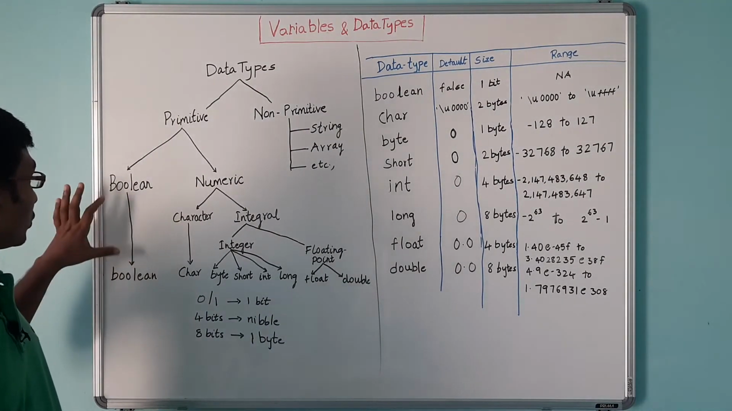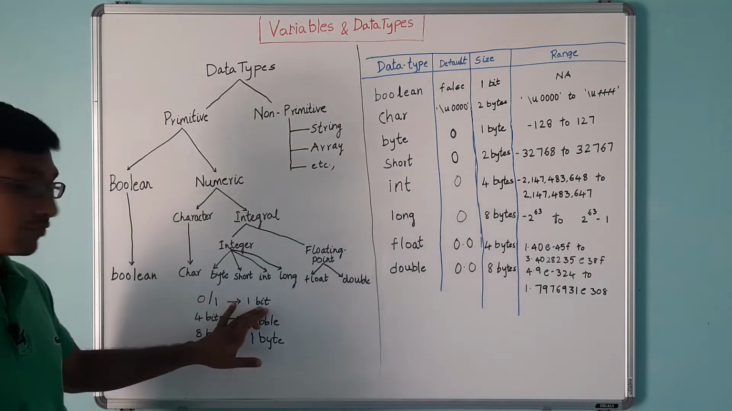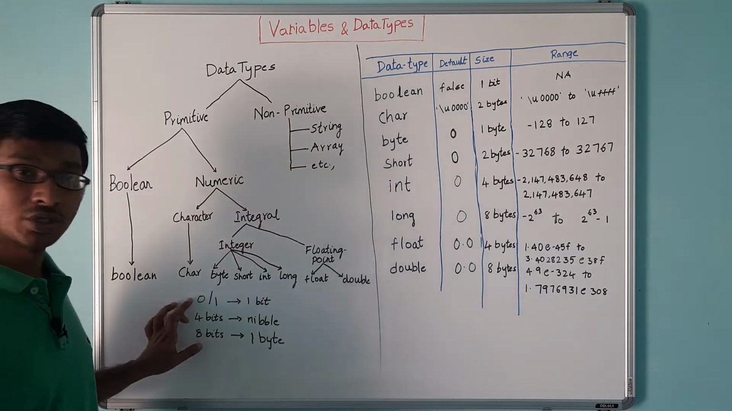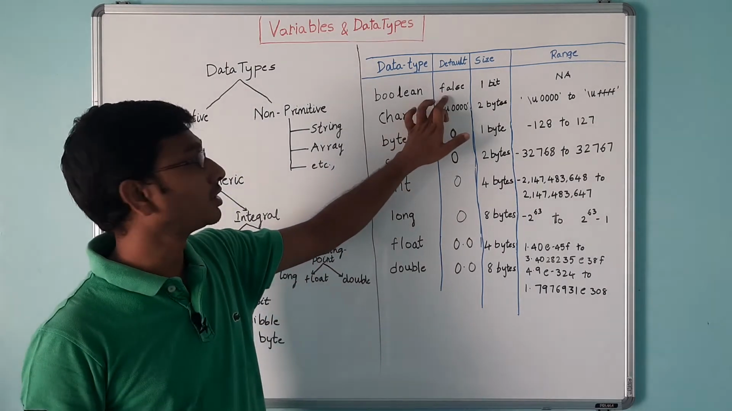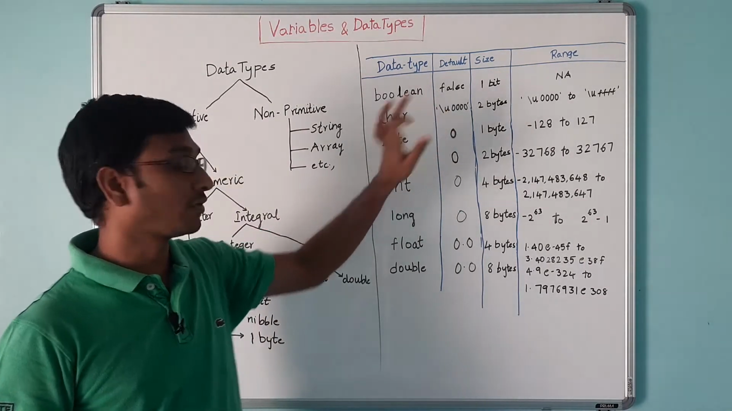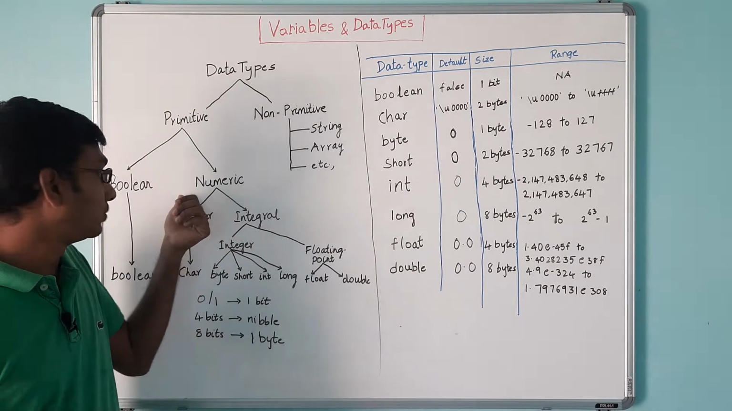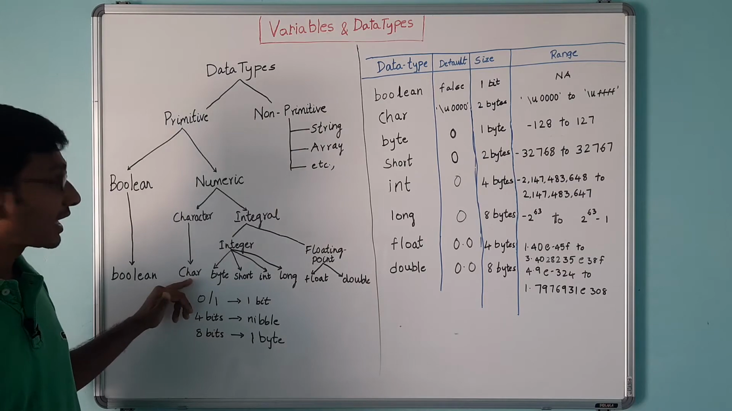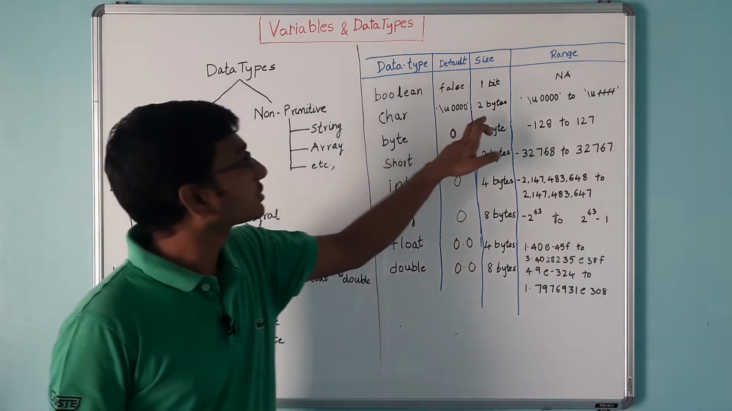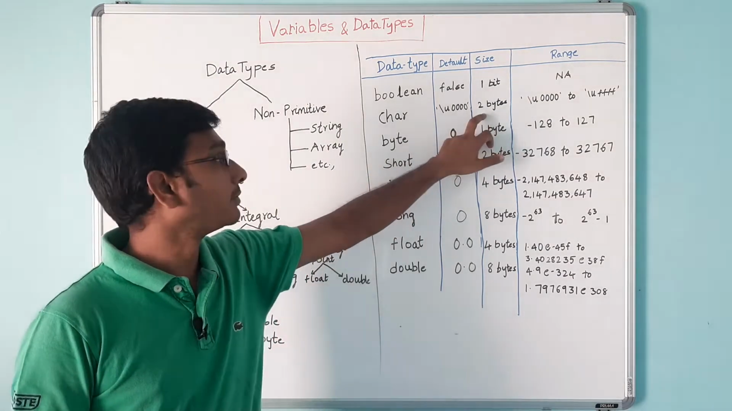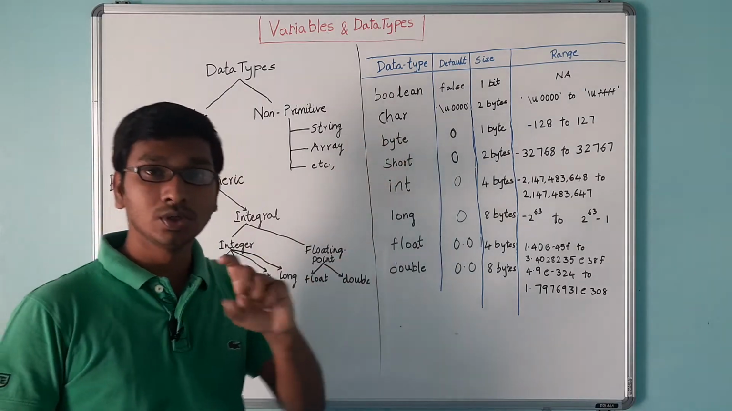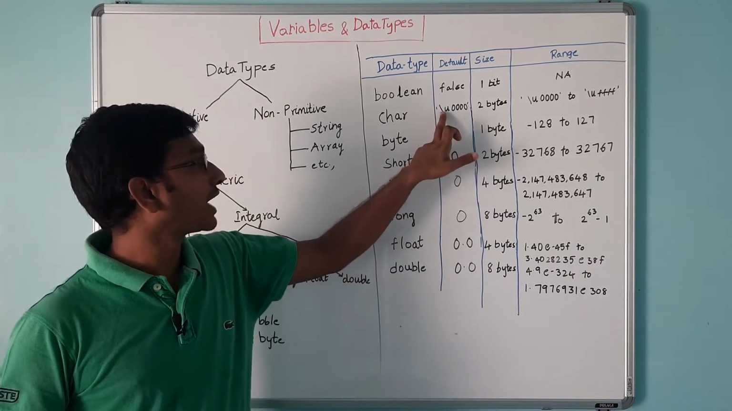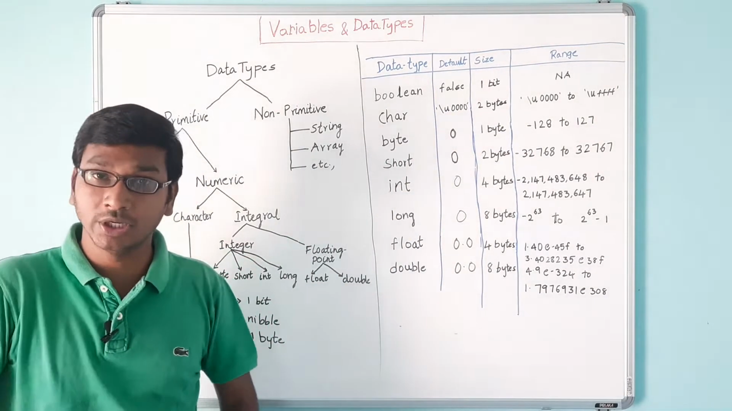Now let's go back. Boolean is a data type which needs one bit for storage, and it can either store 0 or 1, or we can say simply true or false. Next is numeric. Under numeric we have character and integral. Char data type needs 2 bytes of memory. Char holds one character at a time, and it represents the Unicode characters.